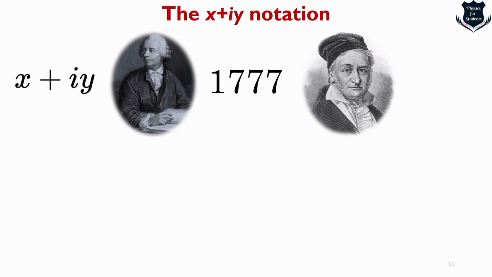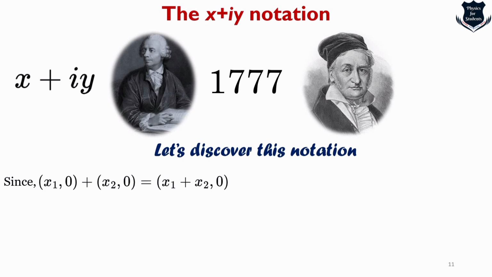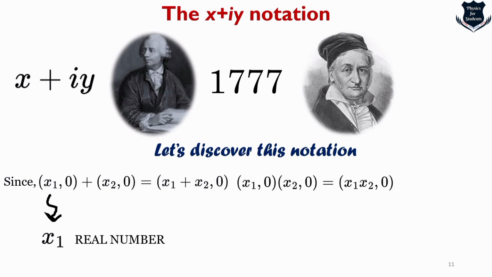Okay, so now to recover this notation, let us discover how it can be interpreted in terms of mathematics. We know this one, right? x1 0 plus x2 0 would be equal to this, and we also know this. So from these two definitions, we may identify a complex number x1 comma 0 with the real number x1.